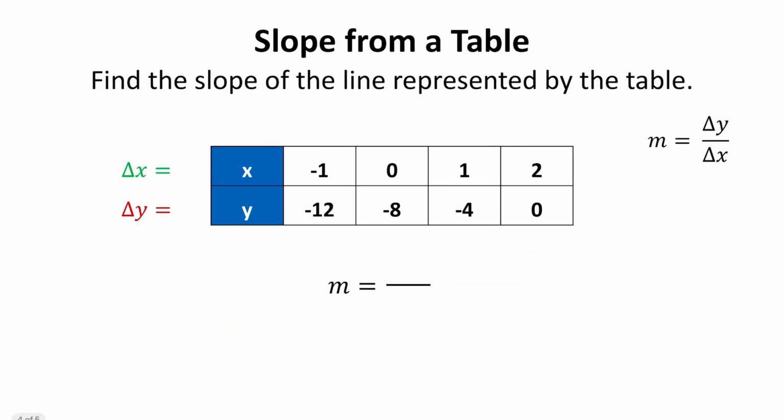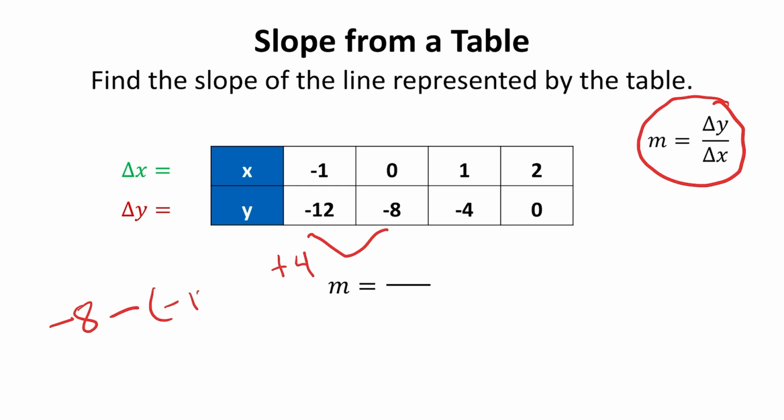Okay, let's look at a horizontal table. You do it the exact same way with this change in y over change in x. Now you're just going sideways, okay? So let's look at the change in y's. We're going from negative 12 to negative 8. That's getting bigger by 4. If you're not sure, do negative 8 minus negative 12. That becomes negative 8. These become a plus 12, and that gives you 4. Okay, so the change in y is 4 because we're doing the y's right here.